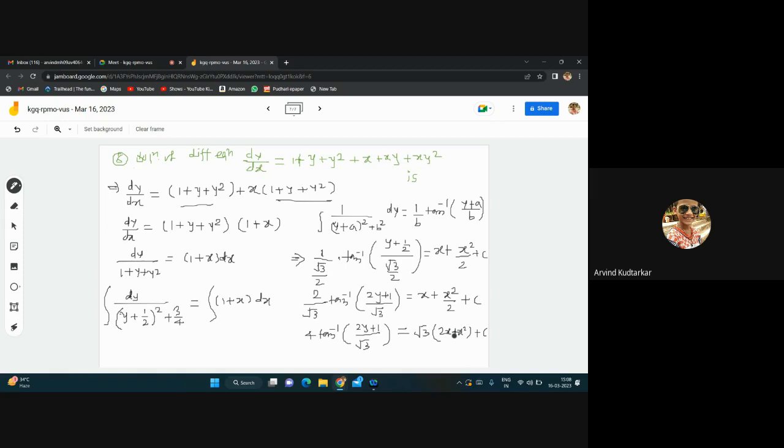तो उनका सॉल्यूशन क्या होगा रे? What is solution of the differential? 4 into tan inverse of 2y plus 1 upon root 3 is equals to root of 3 into 2x plus x square plus c. ये क्या होता है? Correct solution. This will be a correct solution for their integral.